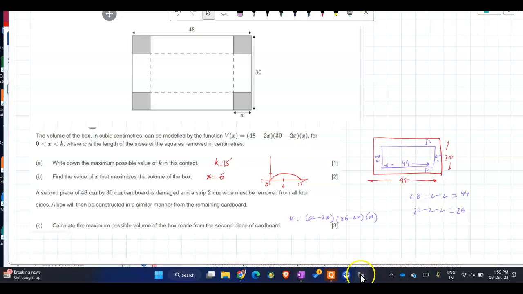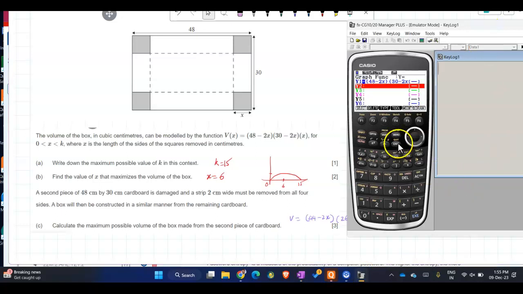Maximum. You do zoom and you do that. Does it have to make it 15? No, it's okay, it won't matter. 14.6, yeah, no problem. The answer is 14.6. 44 minus 2x. I just did zoom out of 40 max.